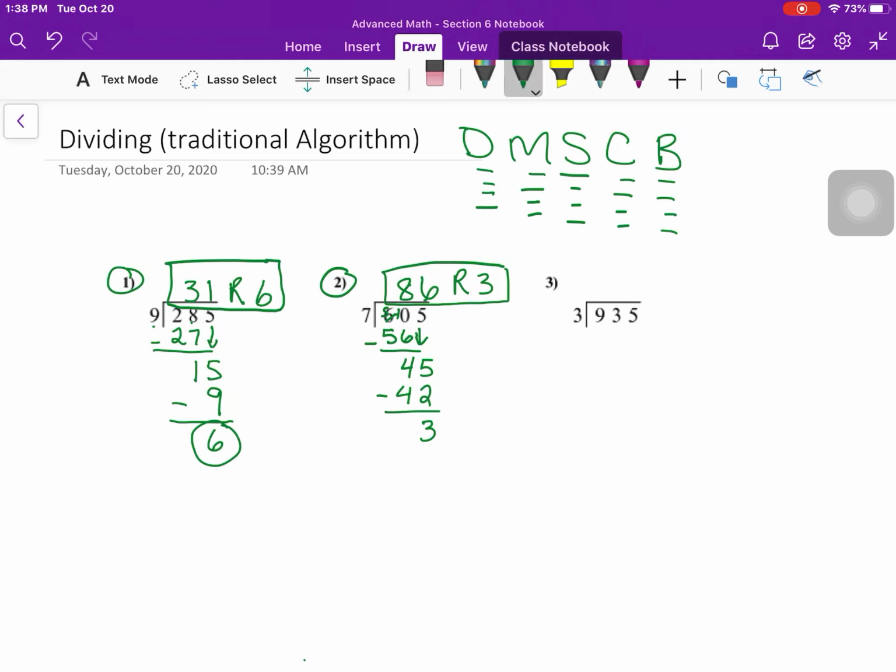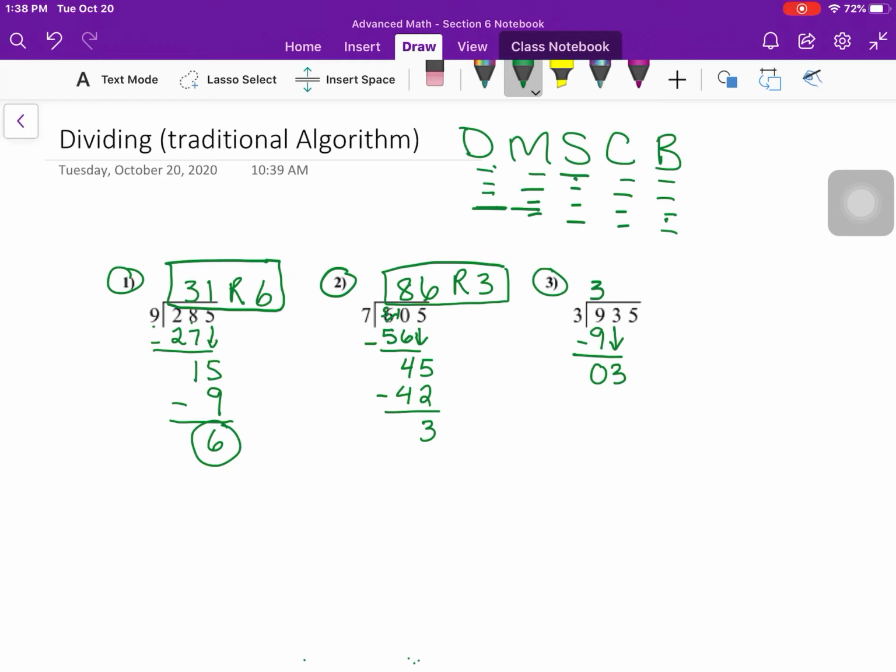Okay, we're back. Let's see how we do number 3. Again, we start with the divide. So we're going to say, how many times does 3 go into 9? It goes in there 3 times. We multiply. 3 times 3 is 9. We subtract. That's next. 9 minus 9 is 0. We check to make sure 0 is smaller than 3, and it is. We bring down the 3. And then we repeat the process.